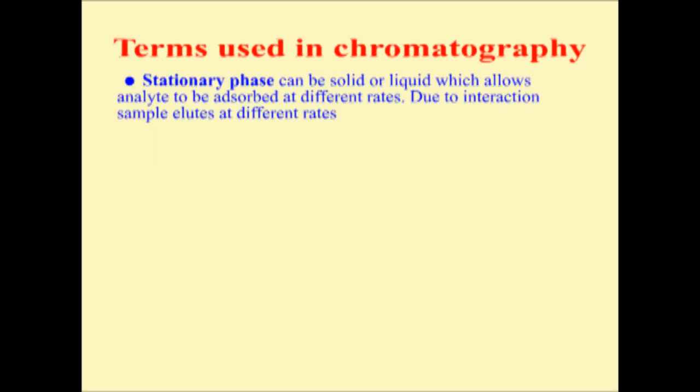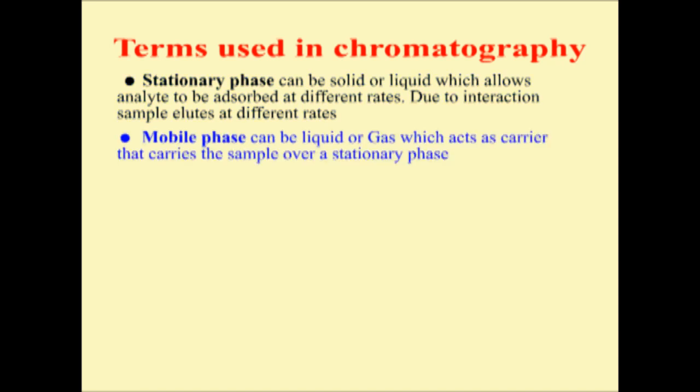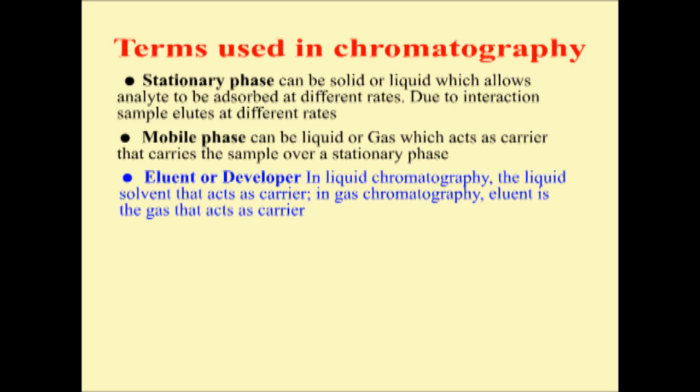Let us know some terms used in chromatography. Stationary phase can be solid or liquid, which allows analyte to be adsorbed at different rates. Due to interaction, sample elutes at different rates. Mobile phase can be liquid or gas, which acts as carrier that carries the sample over a stationary phase. Eluent or developer: in liquid chromatography, the eluent is a liquid solvent that acts as a carrier. In gas chromatography, gas is the eluent that acts as a carrier.